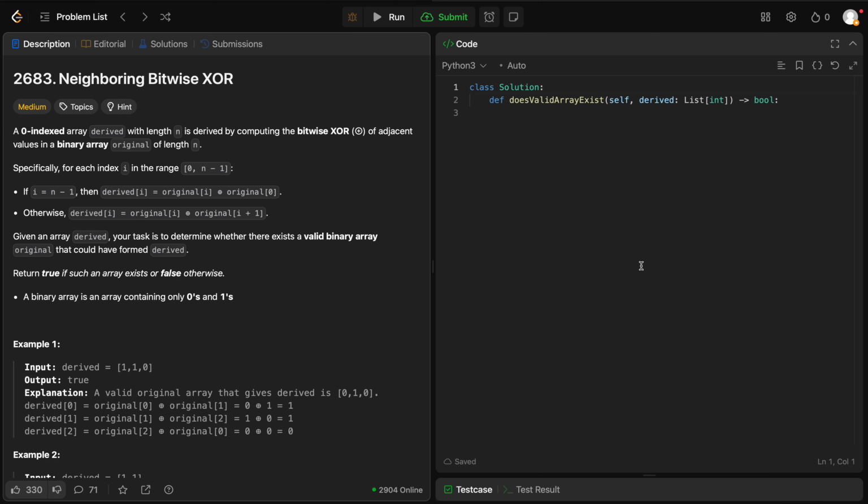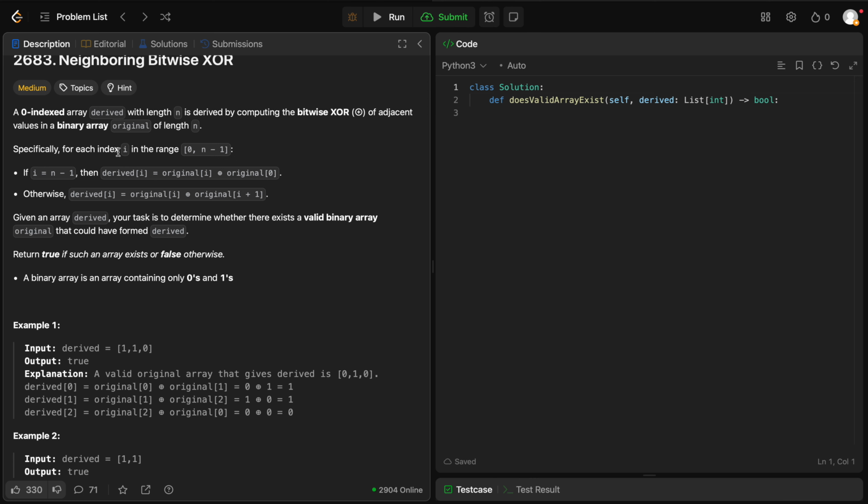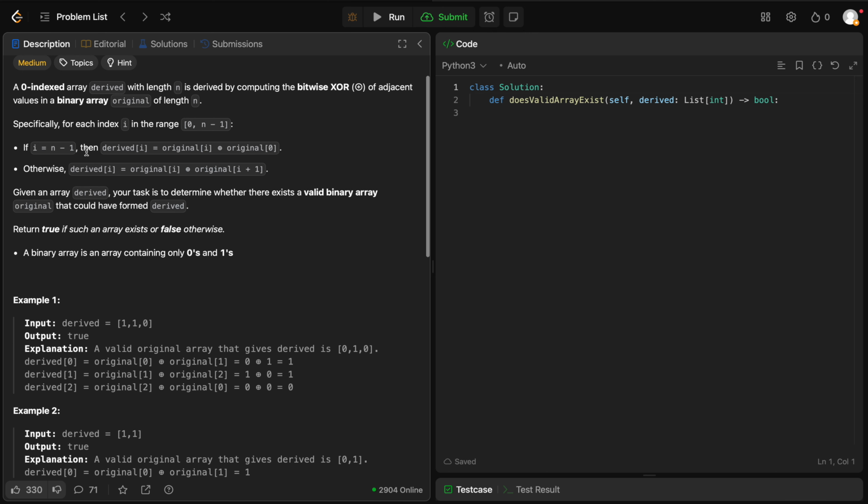Welcome back. In this video I'll be solving Leetcode problem 2683, Neighboring Bitwise XOR. So we have a 0-indexed derived array, with the bitwise XOR done as derived is defined. There's derived defined, next one, but this is cycled.